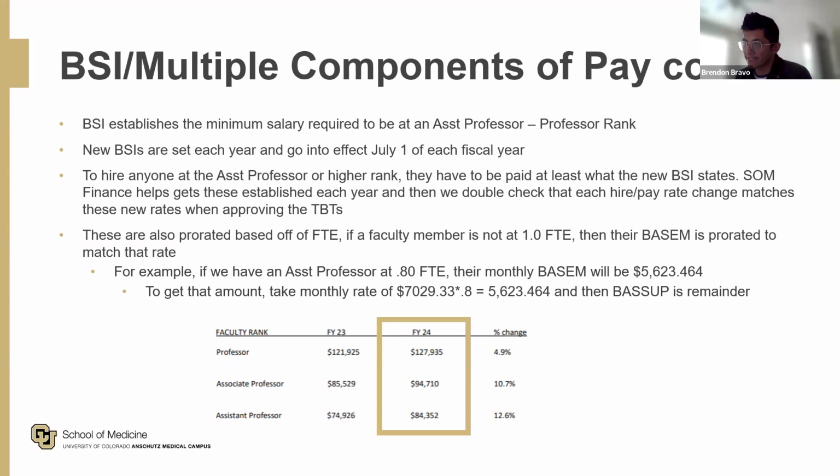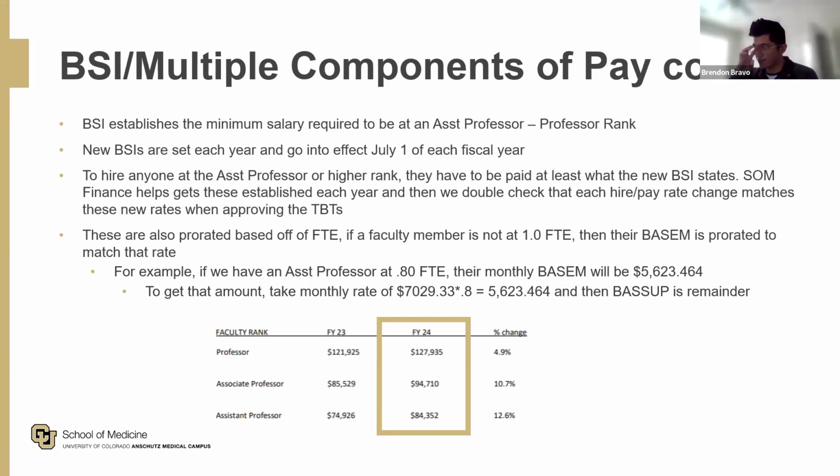These are also prorated based off of FTE. If a faculty member is not at a 1.0 rate, then that base M is prorated to match that rate. For example, if you have an assistant professor at 0.8, their monthly base M will be 5,623.464. We get that amount by taking the current assistant professor annual rate, 84,352, divided by 12, which is 7,029.33. You multiply that by 0.8, and that's how you get 5,623. And then the base up is the remainder. So that's BSI.